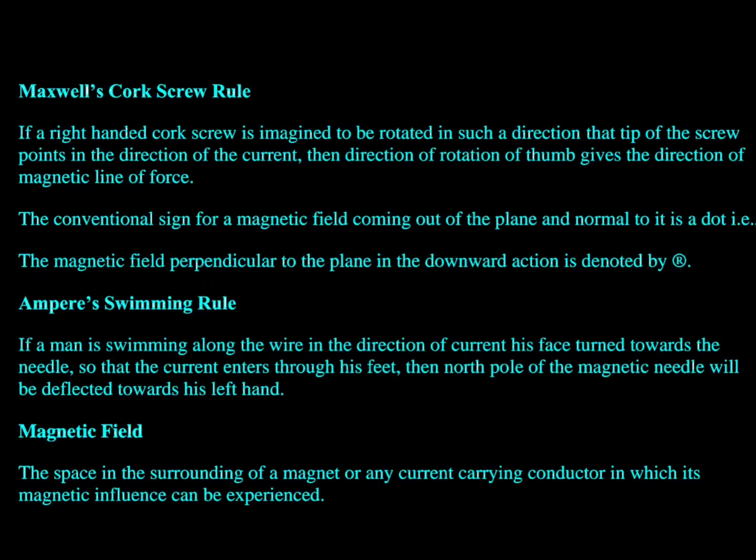To remember the direction, there are some conventional signs used for the magnetic field. When the magnetic field is coming out of the paper, or normal to the paper, it is represented by a dot. If the magnetic field is perpendicular to the plane in the downward direction, it is represented by the given symbol, and sometimes by a cross taken in a circle. So this is the first rule.